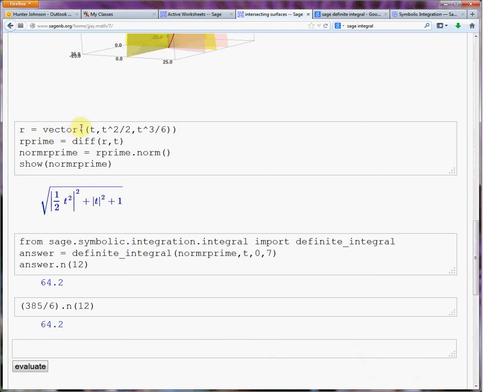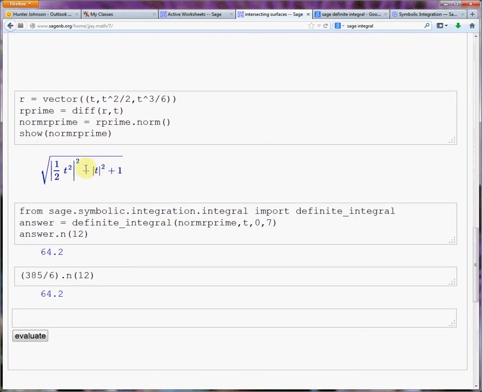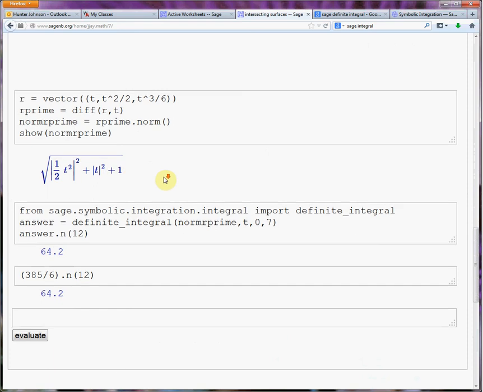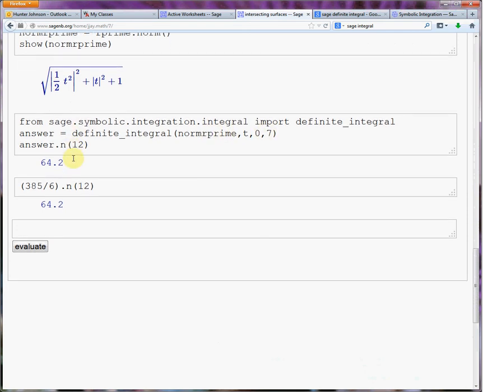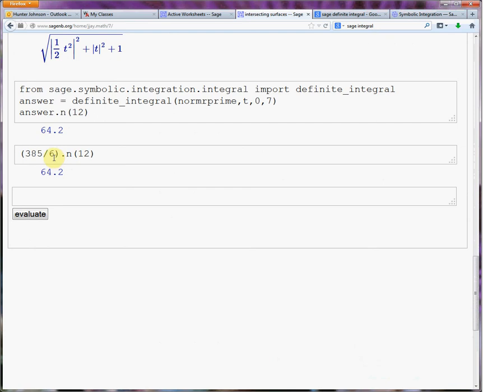So r is the position vector, and then r prime is just the derivative of r with respect to t. Now you need to take the norm. This is because the formula for arc length is the integral of the norm of r prime. Just remember that formula. So this is what r prime is in this case. And now I just take the definite integral of the r prime norm from 0 to 7. And that gives me this answer, which is 64, and we should check that against the answer that WebAssign claimed was the answer, and they agree. So that's it.